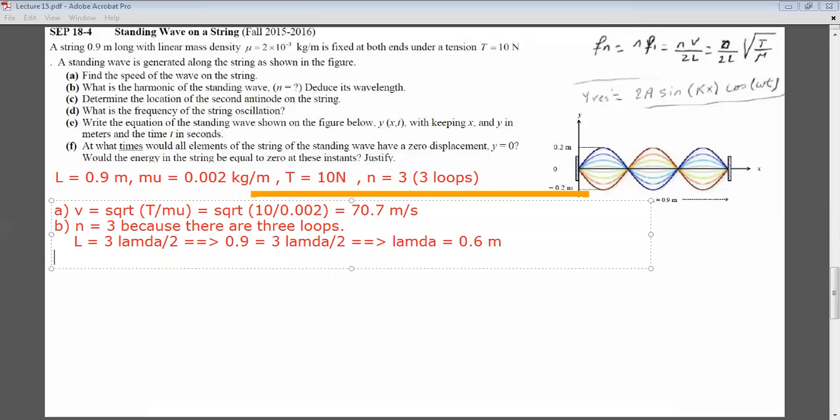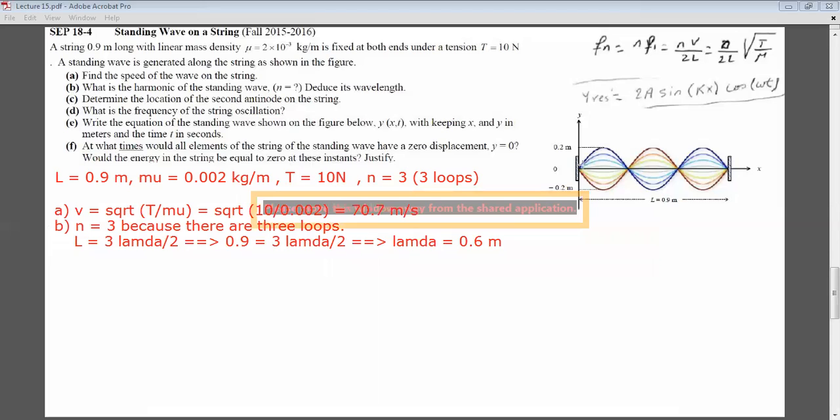Part C: determine the location of the second antinode on the string. For this, we will come to our drawing again. We want the location of the second antinode. So this is the second antinode, it's here, and we want its position. Here we have to remember that the distance from here to here is lambda over 2, and the distance from a node to an antinode is lambda over 4.